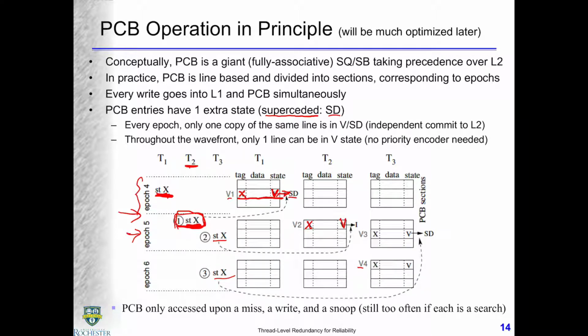And in the same epoch, someone else does a write, this time T3. So T3 will have a copy of V. So you can see this time, this copy in T2 should be invalidated. Why? Because by the end of this epoch, if this epoch 5 has checked out fine, the PCB that's going to write the correct state of cache line X into the next level of the memory is going to be the PCB of T3. Is going to be this one.